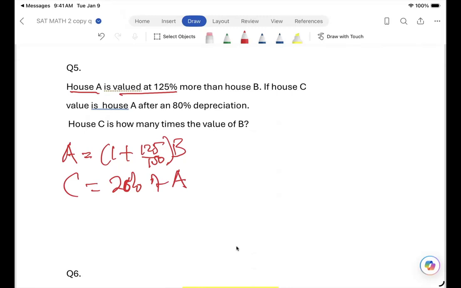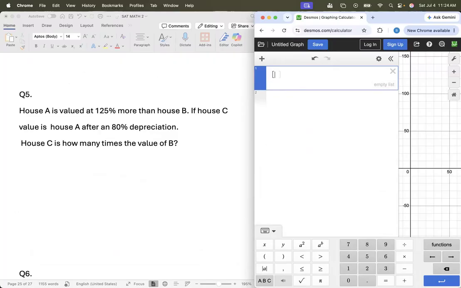Our C is how many times the value of B? I don't know. So I say R of B. And I put it in Desmos. And Desmos said, thank you very much, you make my life easier. And so this is what we're going to do. We create our box 6, and you say, I'm going to regress to another box. And you say what? A is 1.125 of B. That's the first situation.